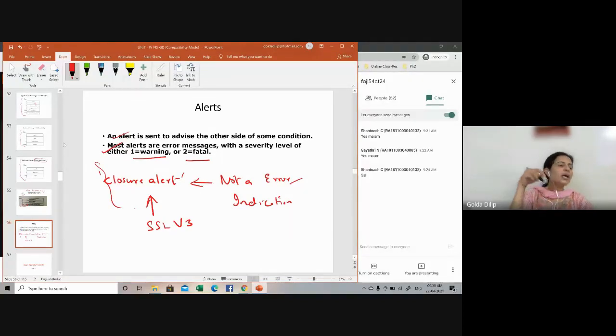Because your TCP commands as such are not cryptographically protected, there is no way to know whether the TCP connection is closed on the other side. So it's like putting a full stop and telling that there's nothing more to be done. That's what the closure alert message is all about.